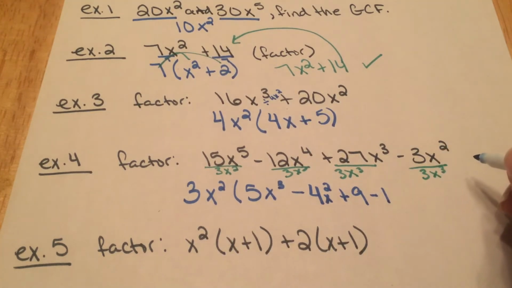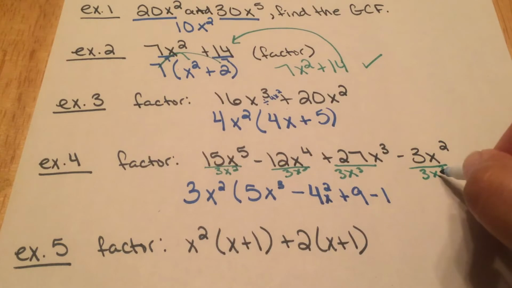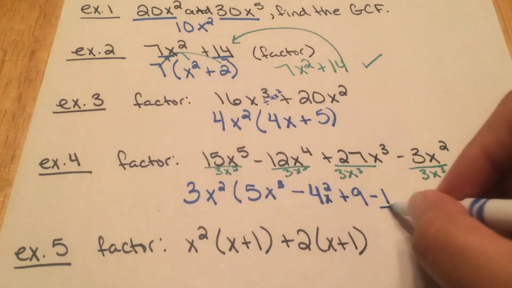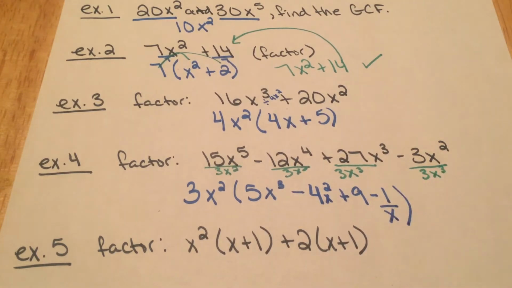And on this one, we're actually going to have a weird remainder. We know that we have an exponent in the bottom, so it's actually going to be 1 over x. Kind of a weird answer, and I wrote it a weird way. Sorry about that. But that's what we would call a remainder.